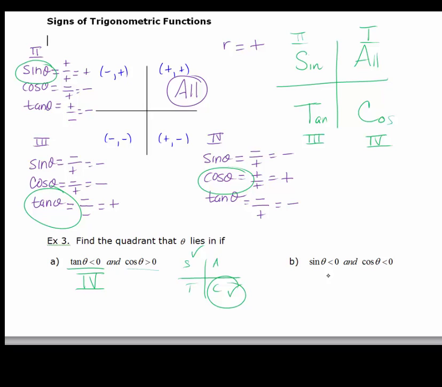Okay, let's try part B. Same thing, I'm going to write down all students take calculus. Sine is negative, so sine is negative in the third and the fourth quadrants because it's positive in the first and the second. And of those two quadrants, which one is the cosine negative? And that occurs right here. And so this would put you in the third quadrant.